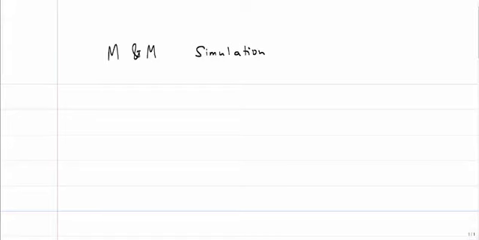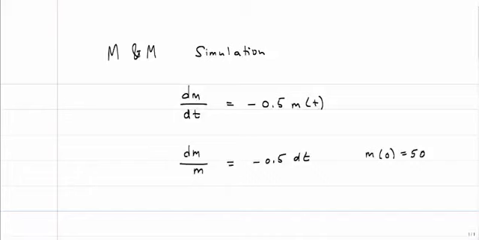Let's talk about the M&M simulation I had you guys do. We were able to, in lecture 1, come up with the differential equation dm/dt = -0.5m, where m was the number of M&Ms and t was in terms of time. I now know I could solve this as a separable equation. And I'm going to assume an initial condition of about 50. I believe that's how many M&Ms are usually in a single serving bag.